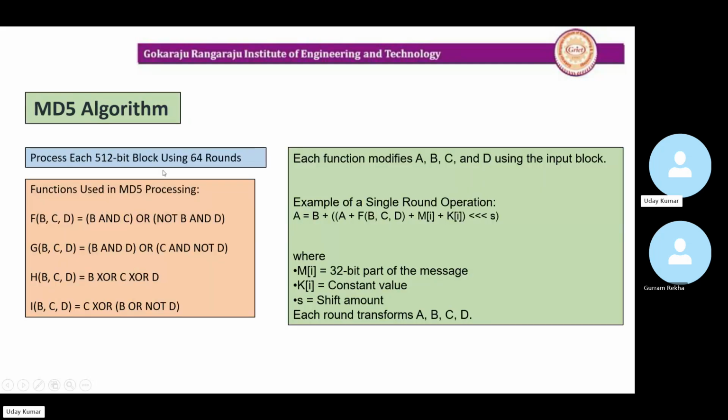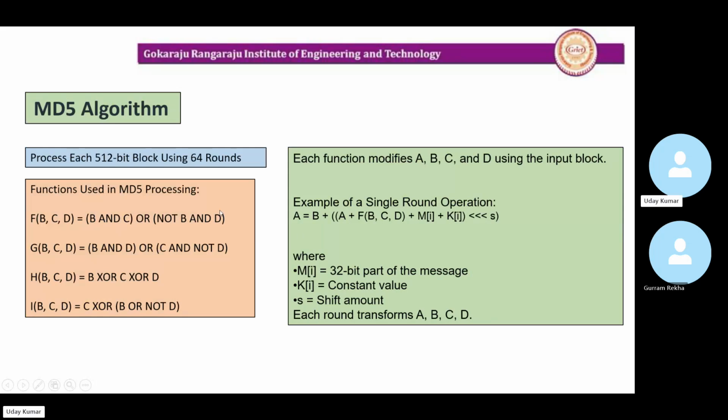And in MD5, in one single round, the functions used for processing are F of BCD, G of BCD, H of BCD, and I of BCD. What is F of BCD? B and C, or not B and D. G of BCD is B and D, or C and not D. H of BCD is B XOR C XOR D. I of BCD is C XOR (B or not D).